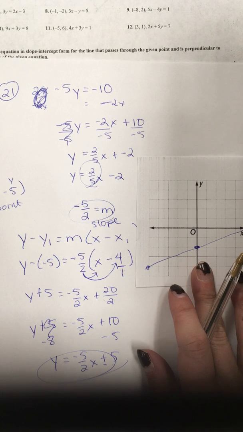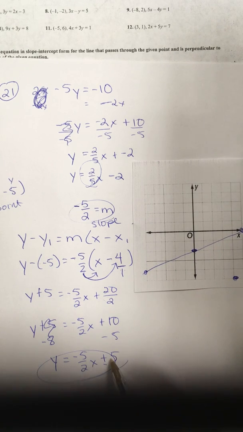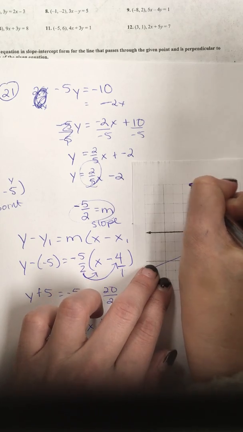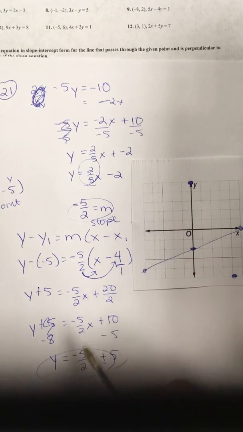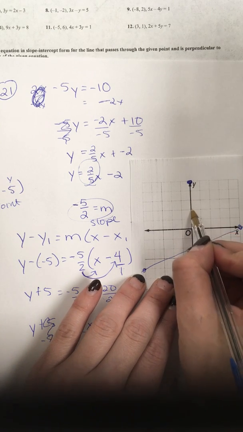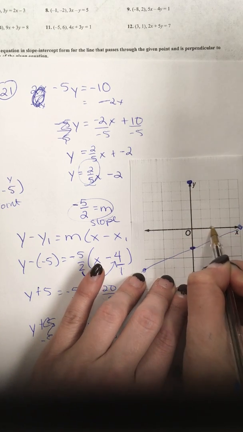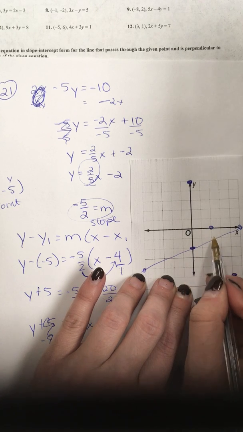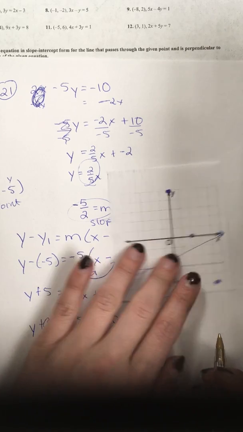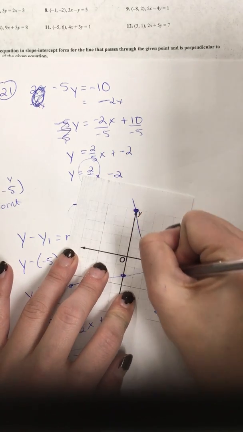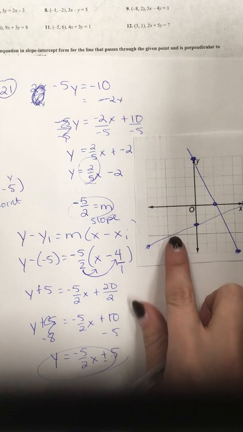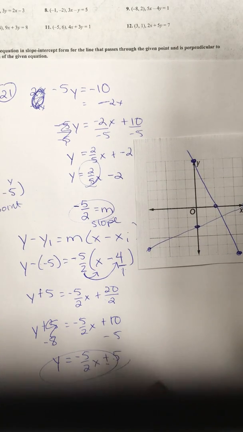So I can go ahead and graph that one. My y-intercept is going to be at 5. That's way up here. And then my slope is a negative 5 over 2. So I'll go down 5, 1, 2, 3, 4, 5 over 2. And then I'll go down 5, 1, 2, 3, 4, 5 over 2, and it hits. So that's the equation of the line that is perpendicular to my original line. And that's how you solve the problems.